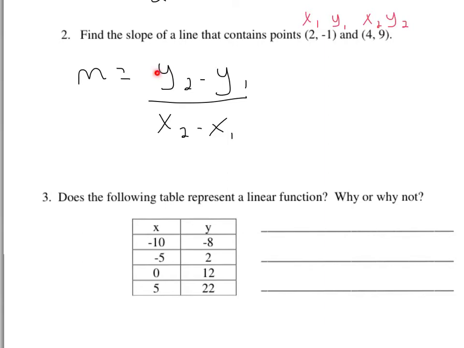So y2, we go to y2, and that's 9. So I write 9 minus, so we have a minus sign here, the value of y1, which is -1, divided by x2, which is 4, minus the value of x1, 2.